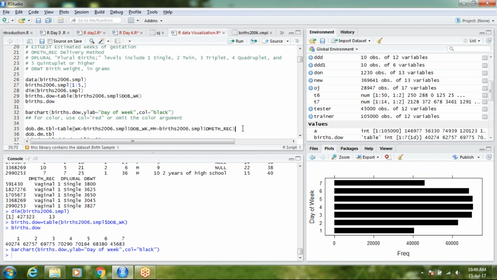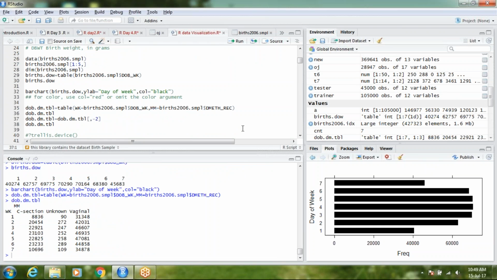Now let me make another table. This actually shows, for which week, what kind of childbirth or the method of childbirth has happened. As you can see, for the first week or Sunday, this is C-section. Or for some reason, the childbirth for both, C-section and vaginal, have gone down.